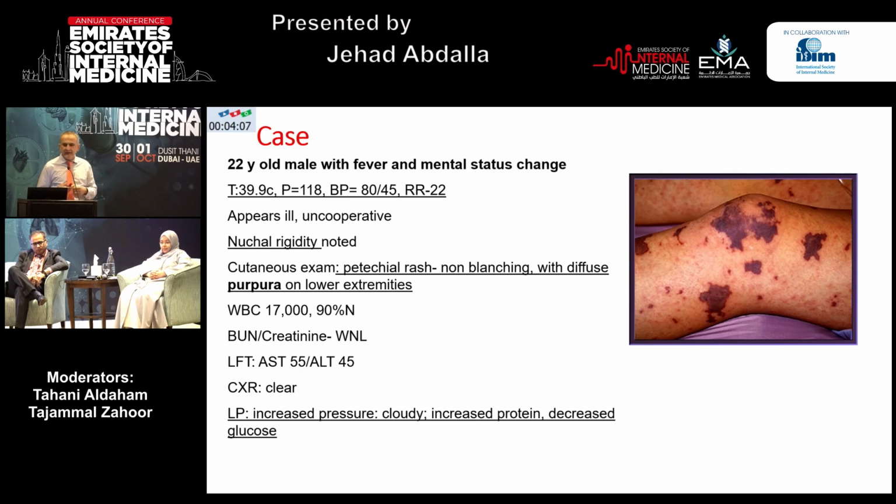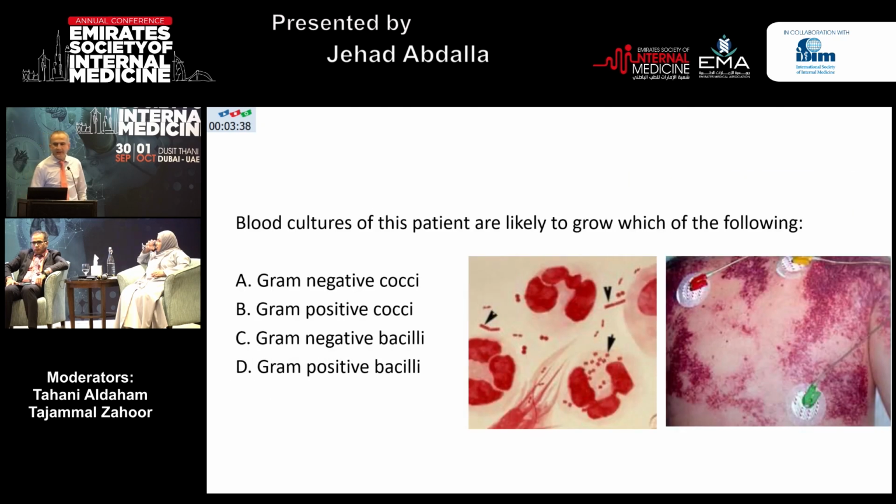We have neck rigidity. And as you can see, there's an area of diffuse purpura in the lower extremities, non-blanching, and white counts are elevated, liver enzymes slightly elevated, chest X-ray is okay. Because of the neck rigidity, the mental status change and the fever, of course, we did LP, and it showed increased pressure, cloudy, increased protein, decreased glucose. What do you expect in the gram stain of the CSF or the blood culture if you do it?